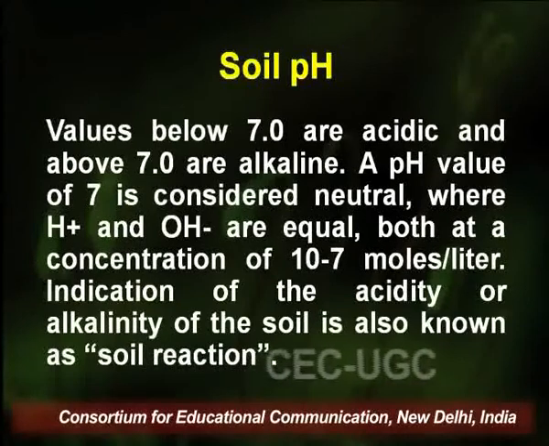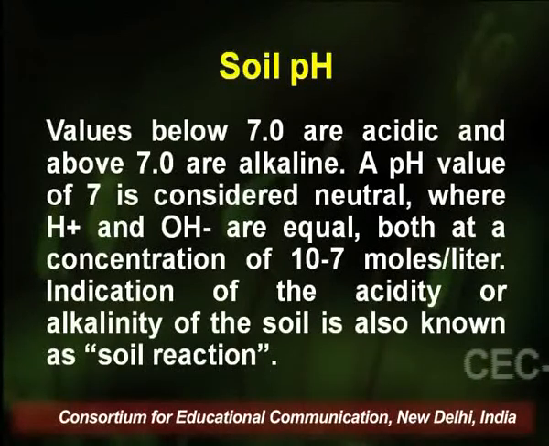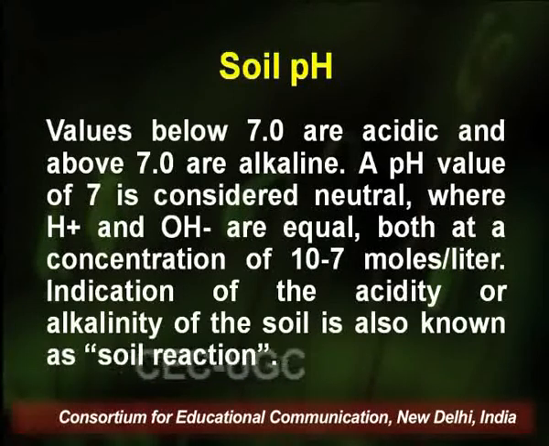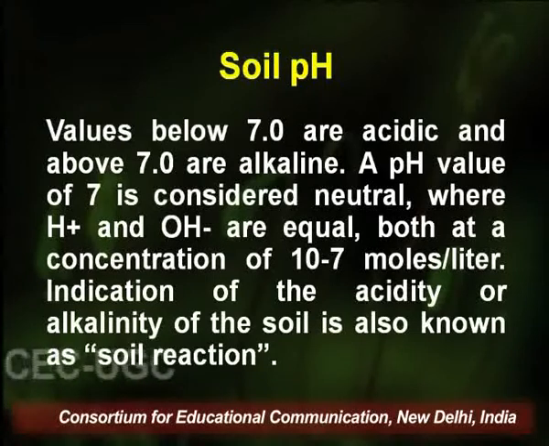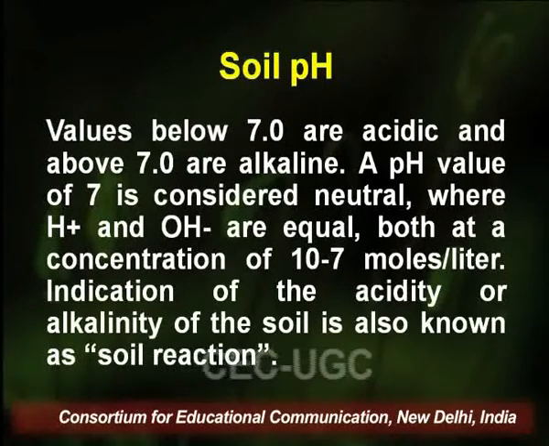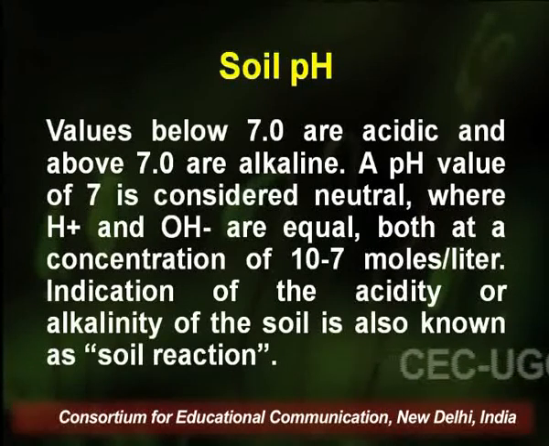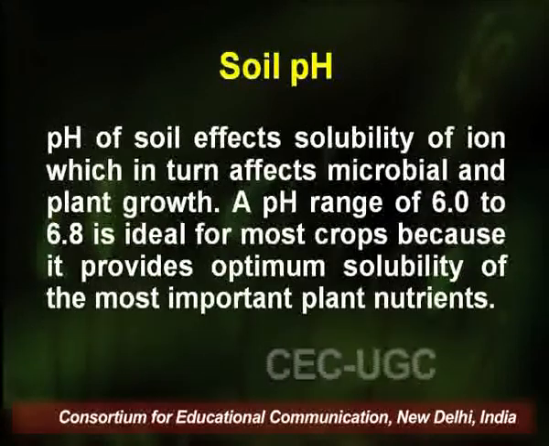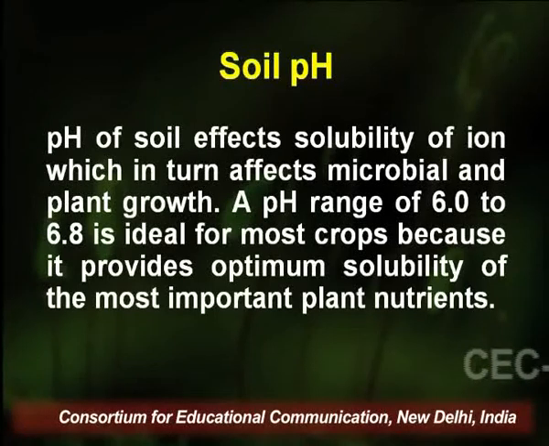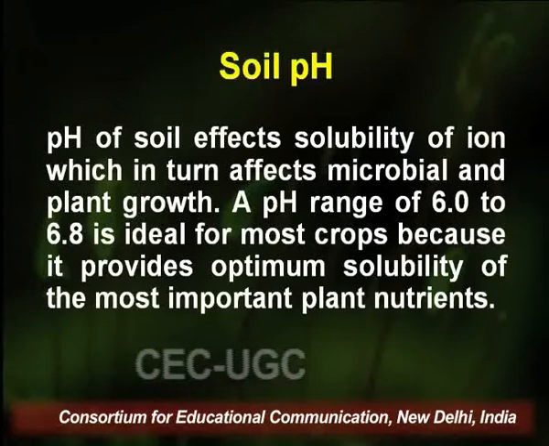Now, we know the values which are below 7 are acidic, and those above 7 are alkaline. A pH value of 7 is considered neutral, where H plus and OH ions are both equal. They are both at the concentration of 10 to the power of minus 7 moles per liter. The indication of acidity or alkalinity of the soil is also known as soil reaction. The pH of the soil affects the solubility of iron, which in turn affects microbial and plant growth.